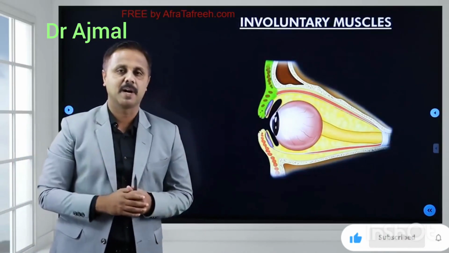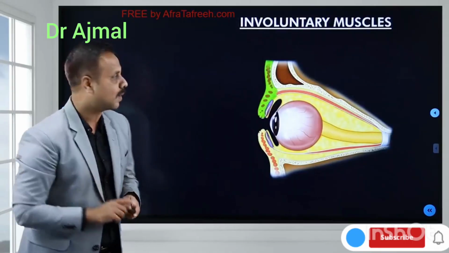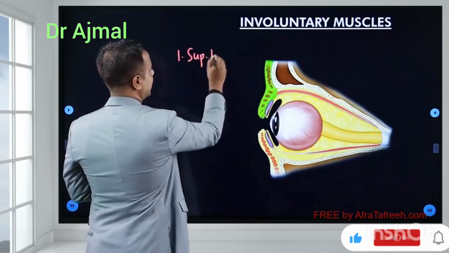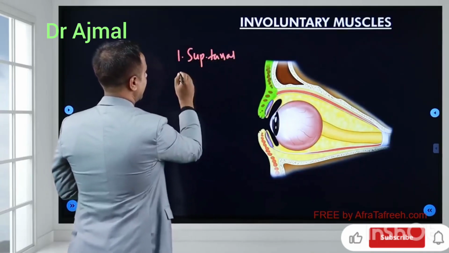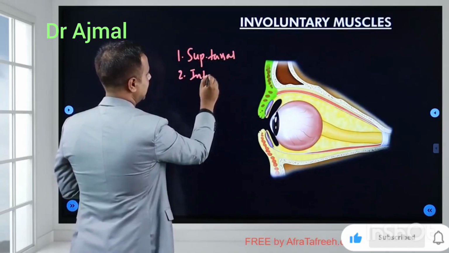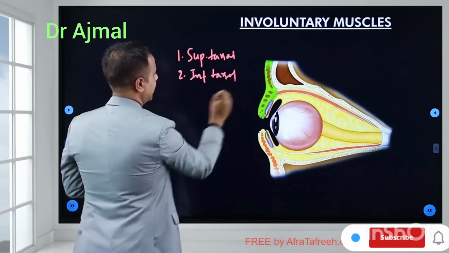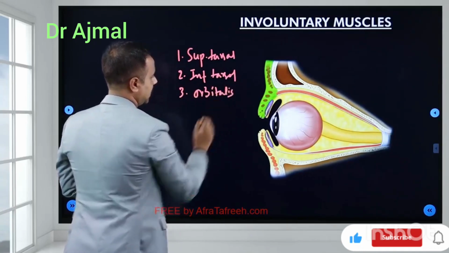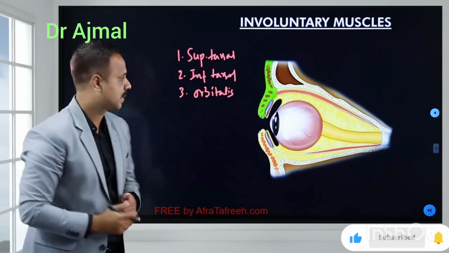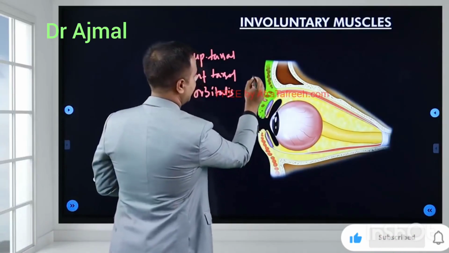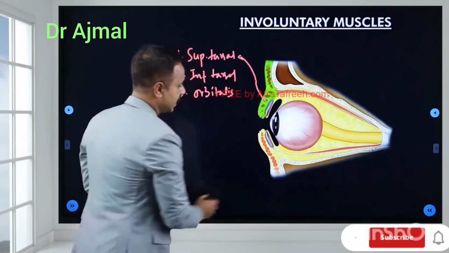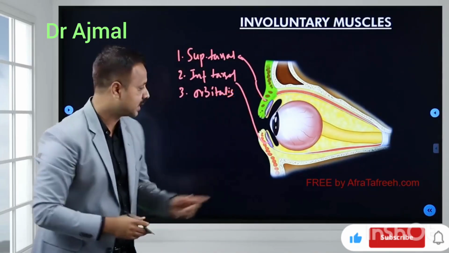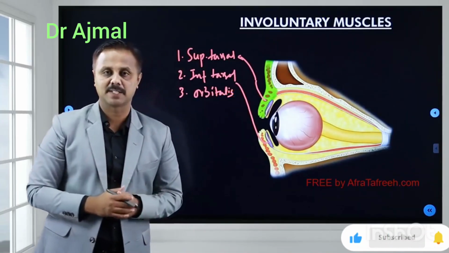Then let's discuss a little bit about the involuntary muscles. The involuntary muscles are 3 in number. As we said, these are the superior tarsal muscle. Then we have the inferior tarsal. And finally, we have orbitalis. Let's try to identify these muscles first. Right? Now here we have the superior tarsal. Then here we have the inferior tarsal. Orbitalis cannot be seen because it is present below the inferior tarsal muscle.